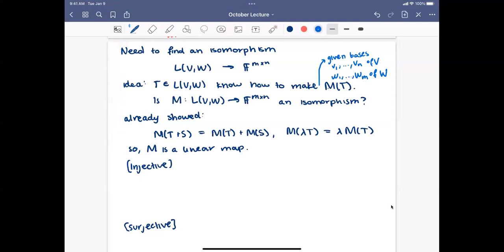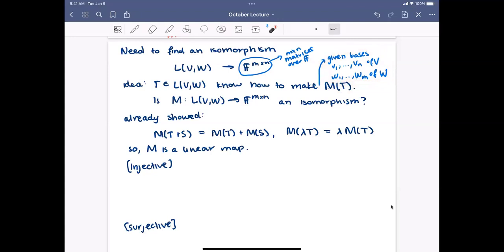So this is the space of m by n matrices over the field F. Other questions? And then the other thing is, of course, in order to make a matrix of a linear map, we first need to fix bases of V and W. So I'll just go ahead and fix some bases.